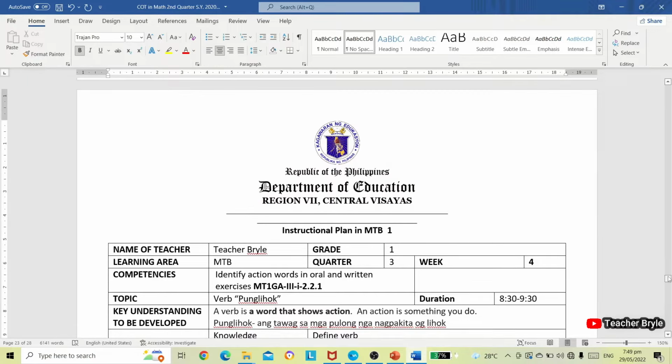Name of teacher, Teacher Bryle, Grade 1, Learning Area, MTB, Quarter 3, Week 4. Competency: identify action words in oral and written exercises. Topic: verb or ponglihok. Duration: 8:30 to 9:30.